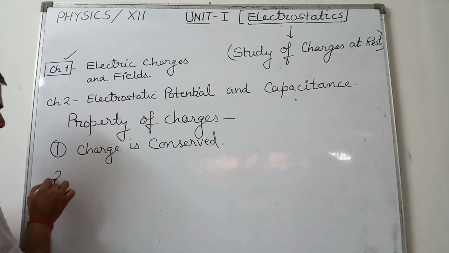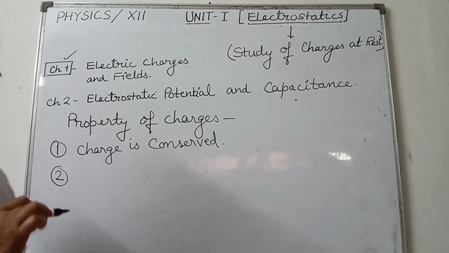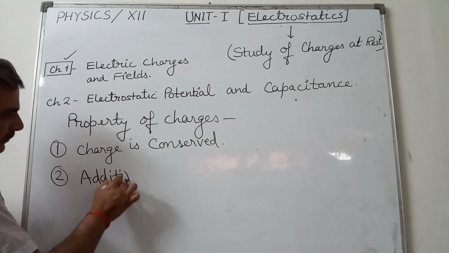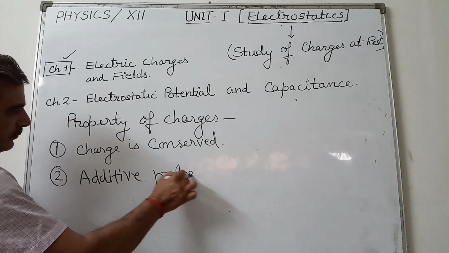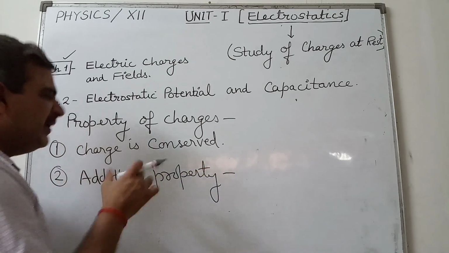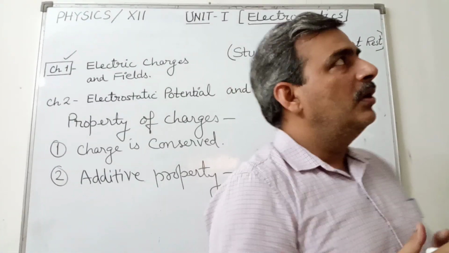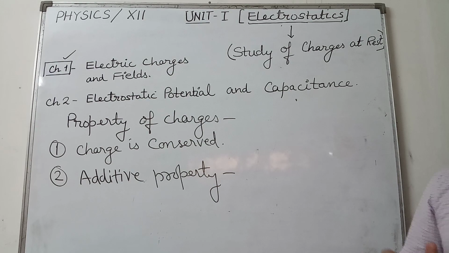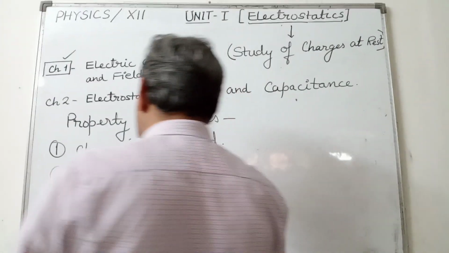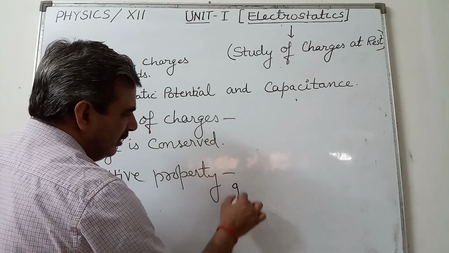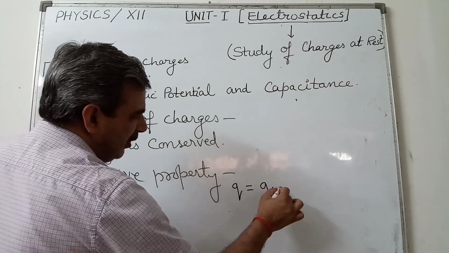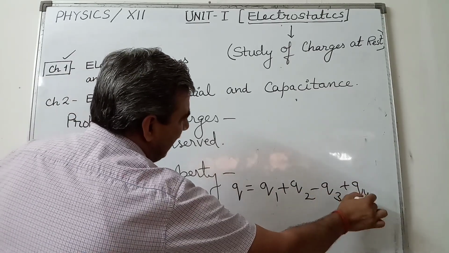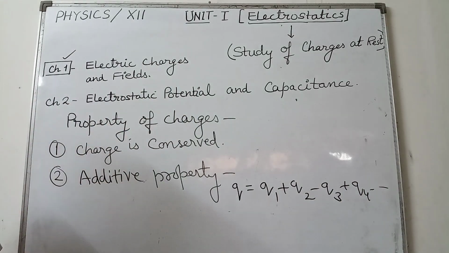And the second property is the additive property of charge. It means that you can simply add the charges algebraically, as charges are scalar. For example, if the net charge is Q, that may be the outcome of Q1 plus Q2 minus Q3 plus Q4 and so on. So this is simply the additive property of charges.